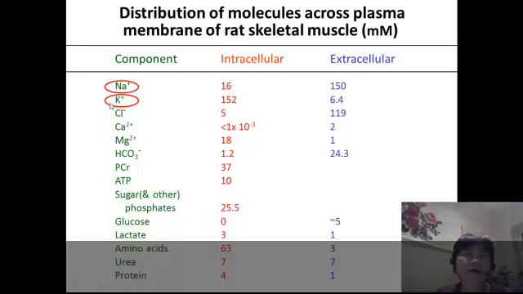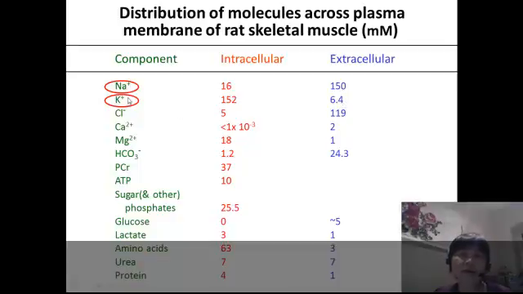So we have highlighted two types of ions. One is sodium, with an intracellular concentration of 16 millimolar and an extracellular concentration of 150 millimolar. So it's about 10 times higher outside the cell than inside the cell. On the other hand, potassium ions have more than 20 times higher concentration within the cell, 152, against the outside of the cell, which is 6.4 millimolar.